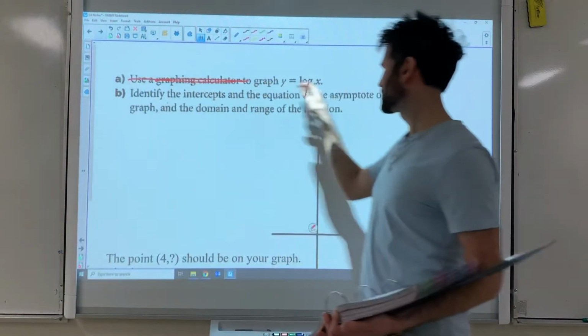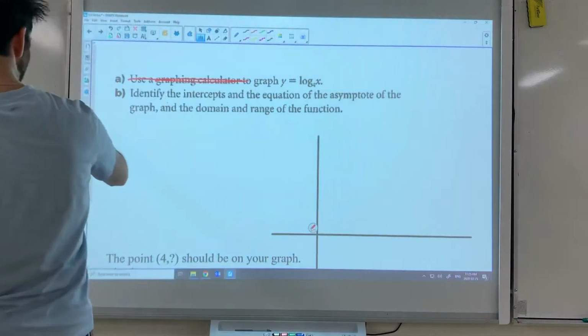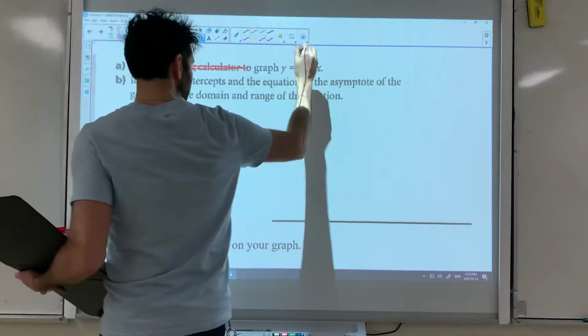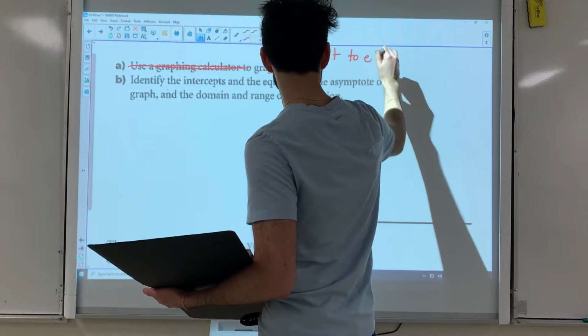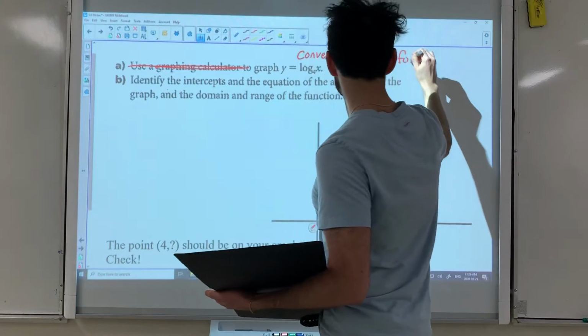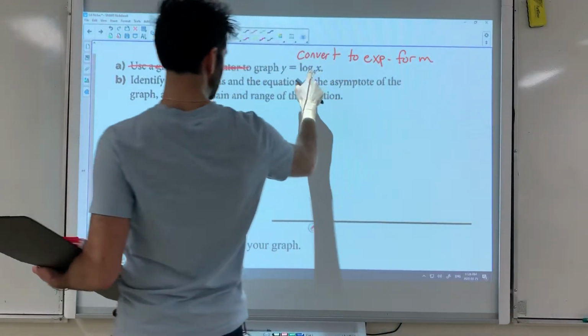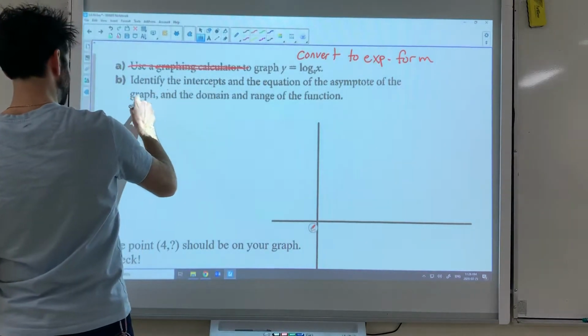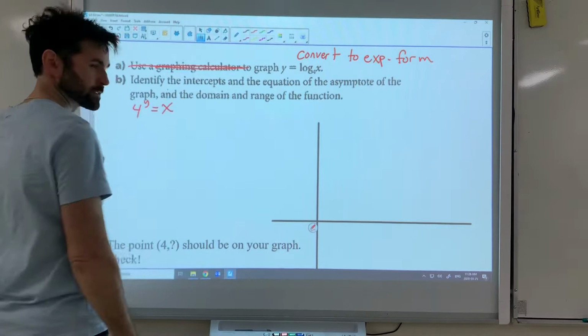So there, we're just going to graph y equals log base 4 of x. So where do we start? Well, I would convert it to exponential form. That is always a good first move. So we know that would be 4 to the power of y equals the argument x. All right?